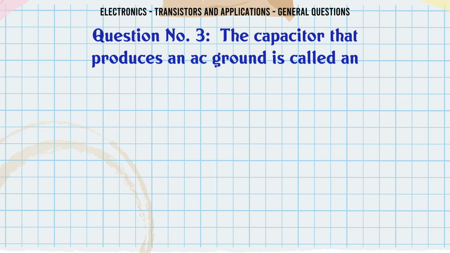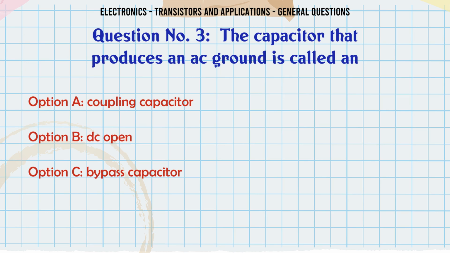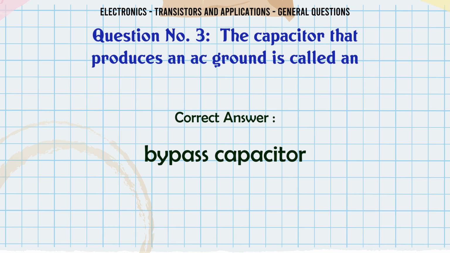The capacitor that produces an AC ground is called a: A. Coupling capacitor. B. DC open. C. Bypass capacitor. D. AC open. The correct answer is bypass capacitor.